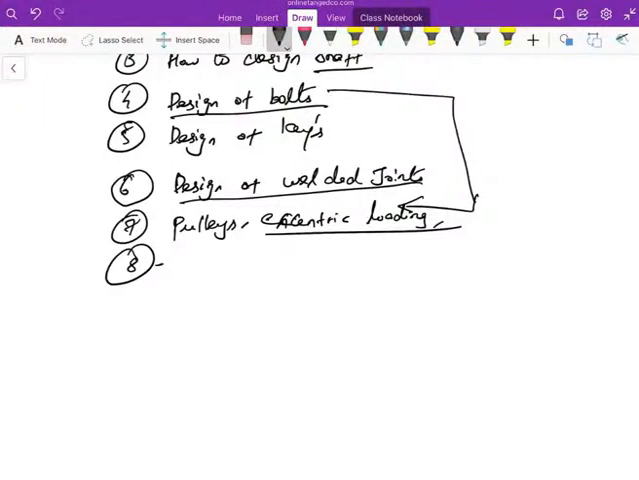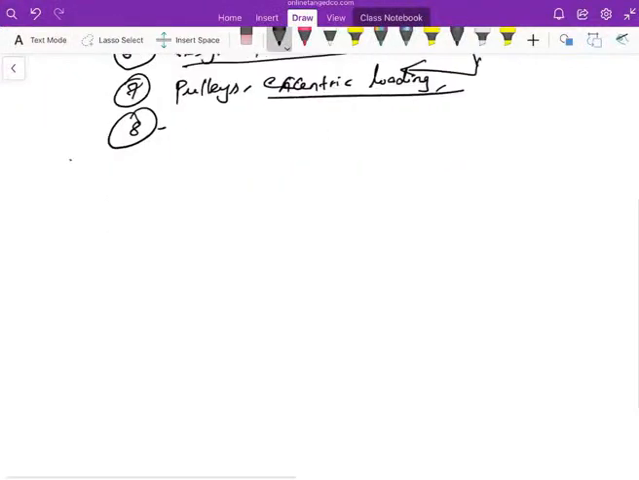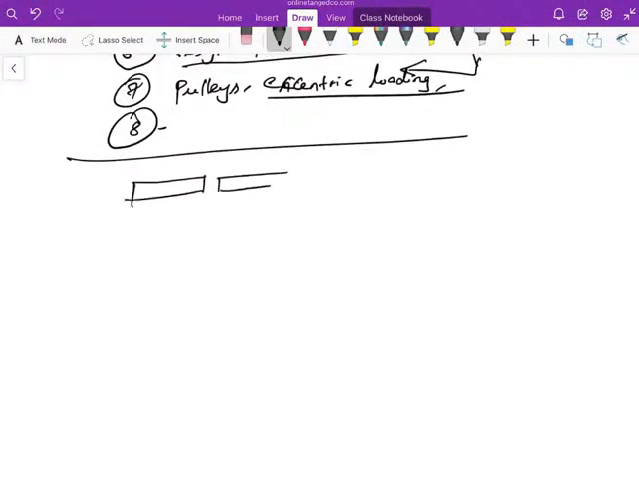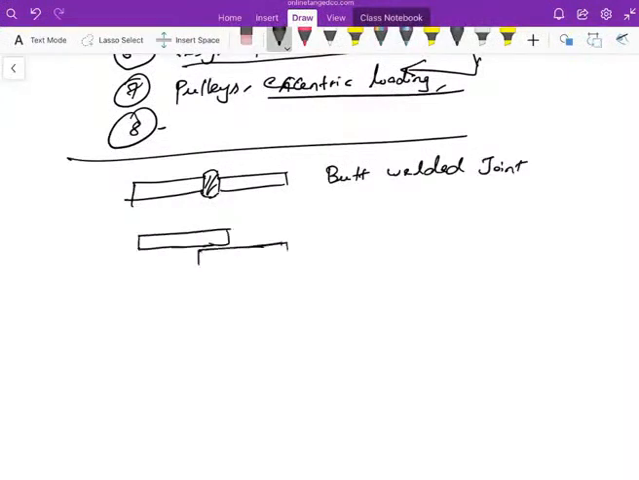So we can say that a welded joint means, if I'm having two materials and they are joined like this, this is nothing but a butt welded joint. Okay, butt welded joint. And this is nothing but a lap joint. Lap joint means one is placed on top of the other. Okay, this is nothing but a lap joint.